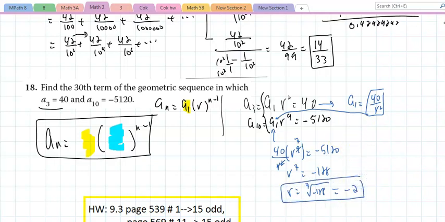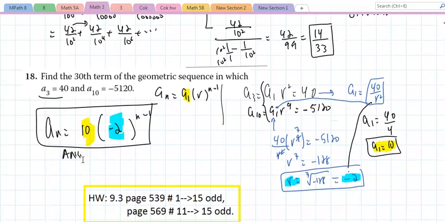Plug it in. If I take the negative 2 and I plug it in, doesn't that mean that a sub 1 is 40 over negative 2 squared, which is 4? Isn't that a 10? So I got a sub 1 to be a 10, and I got r to be a negative 2, and there it is. 10, negative 2, and that's my answer.